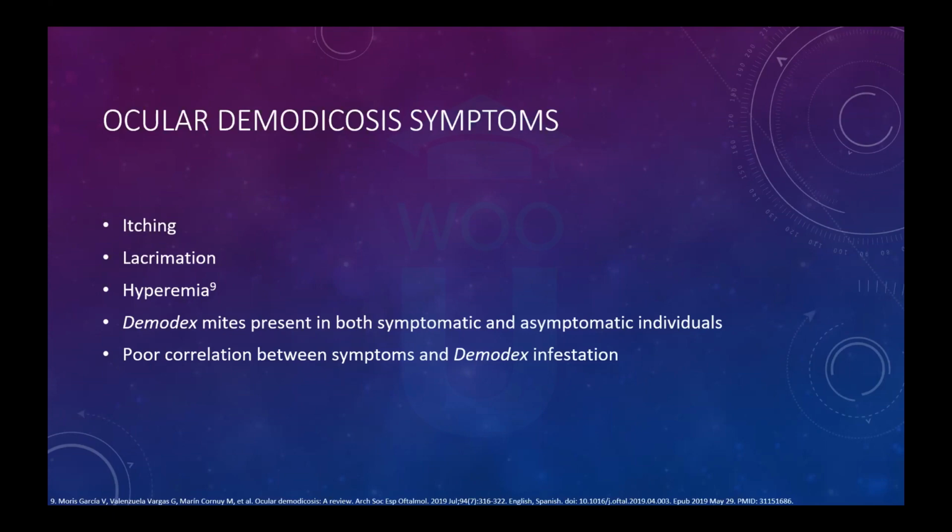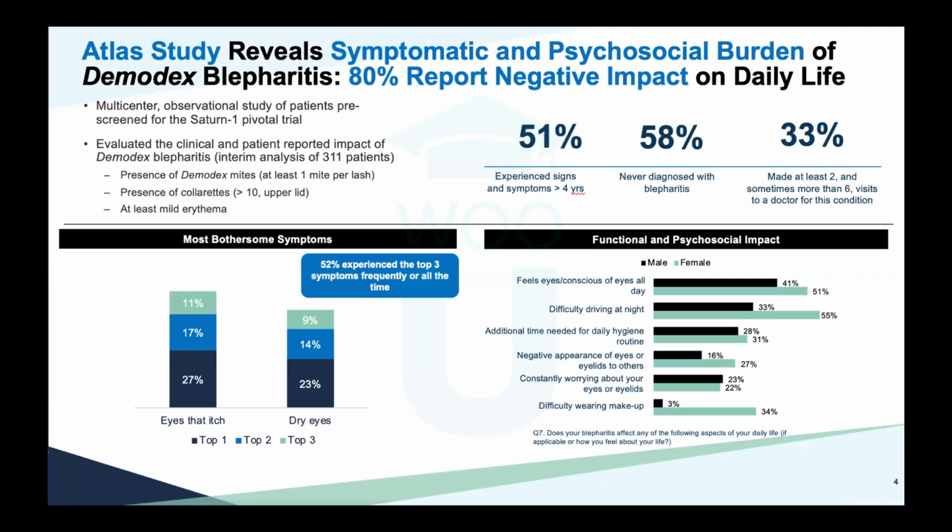Something that's very interesting is that Demodex is prevalent in those who have symptoms and those who do not have symptoms. So there's a poor correlation between the symptoms and the amount of Demodex infestation. Here you can see a slide, looking at the ATLAS study, which is looking at symptomatic patients and the psychosocial burden of Demodex blepharitis. I want you to take home this information.